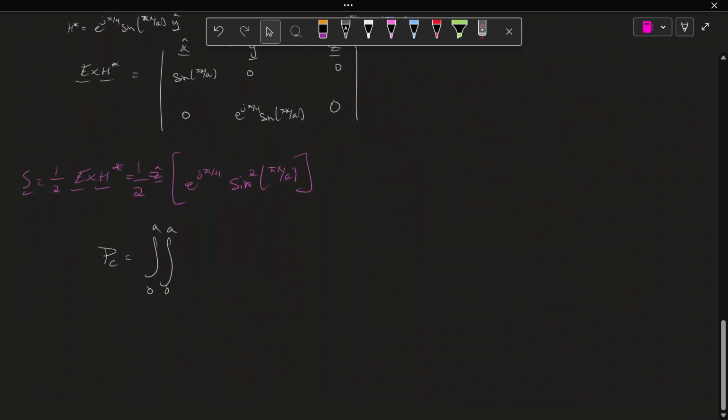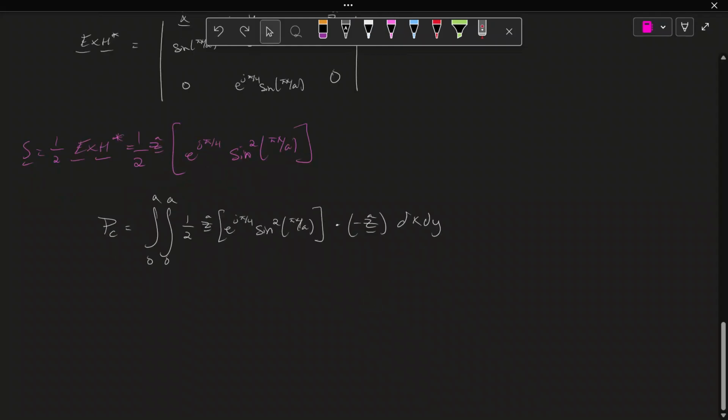But now we have the double integral of our Poynting vector. Remember, z hat e to the j pi over 4 sine squared pi x over a. Okay, and remember we dot it with the negative z because we're going through the top. We're going from top to bottom. And then dx, dy, we need to have two variables we're taking the integral with respect to. So whenever we take the dot product, we cancel out the normal vectors and we take the sign. Let's just move it to the front. Don't worry about it now.